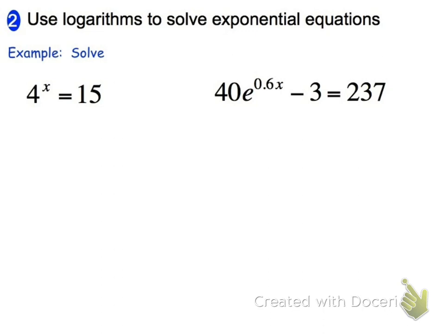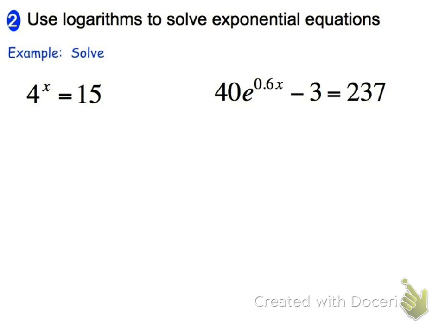Now, if we look at the next slide, you can see that 4 to the x equals 15. That is not going to work in this example. I can't rewrite 4 and 15 to have the same base. So we need to use another method to solve these ones. Like bases isn't going to work here.